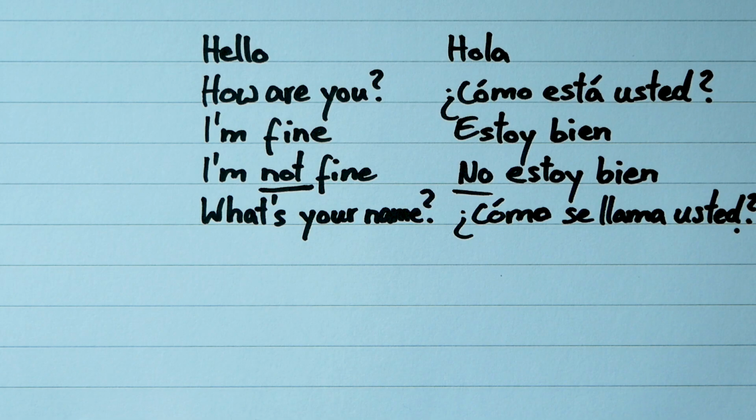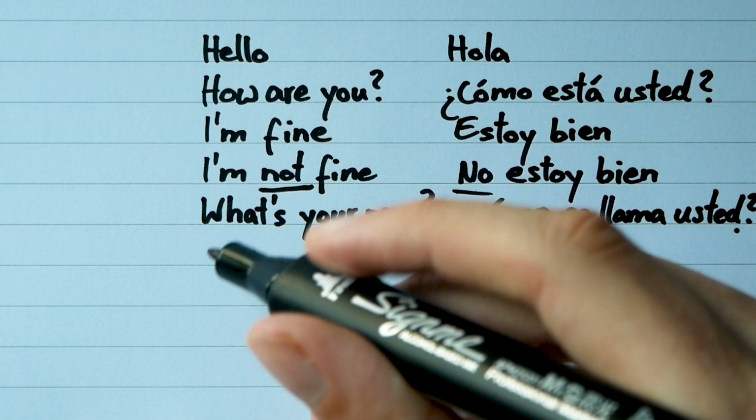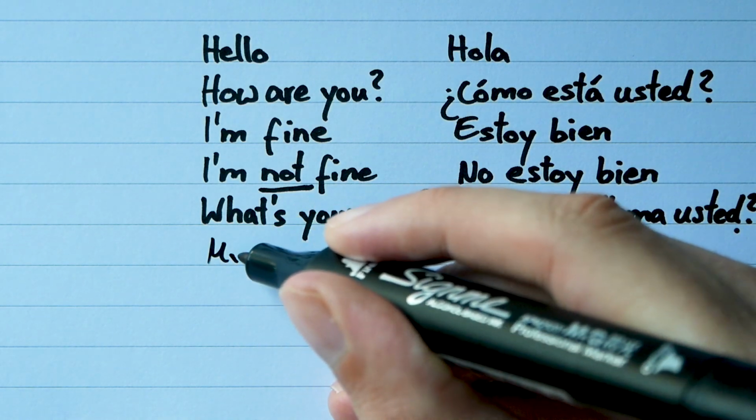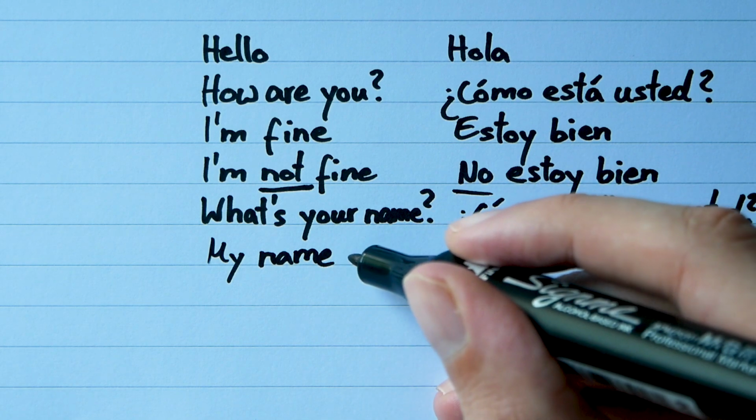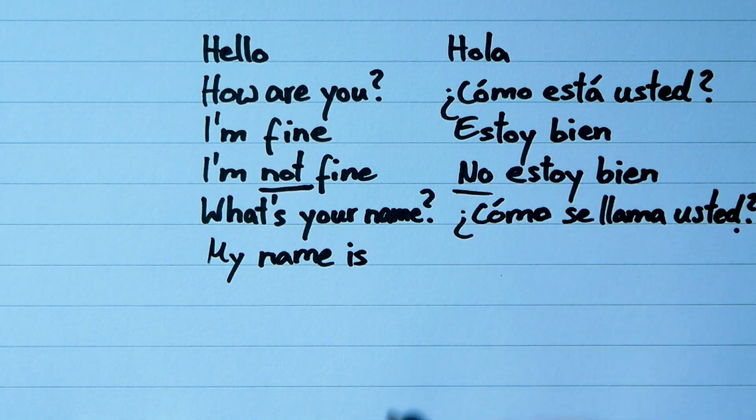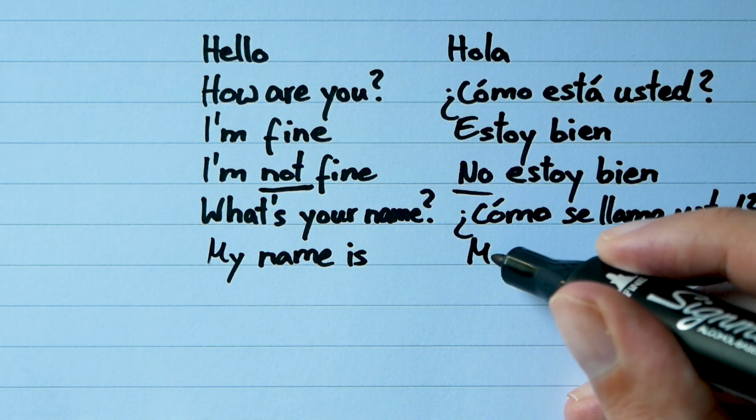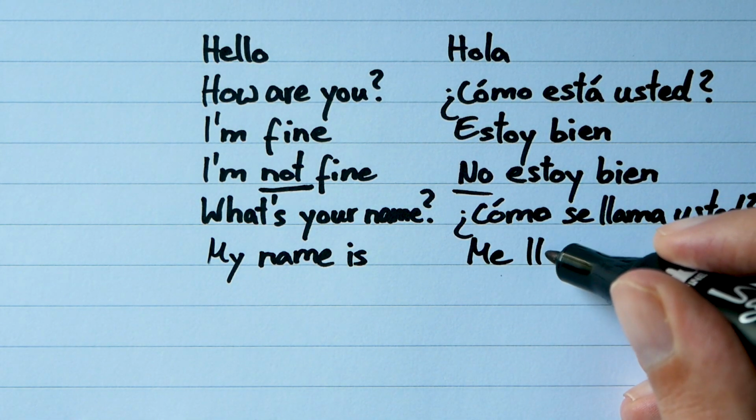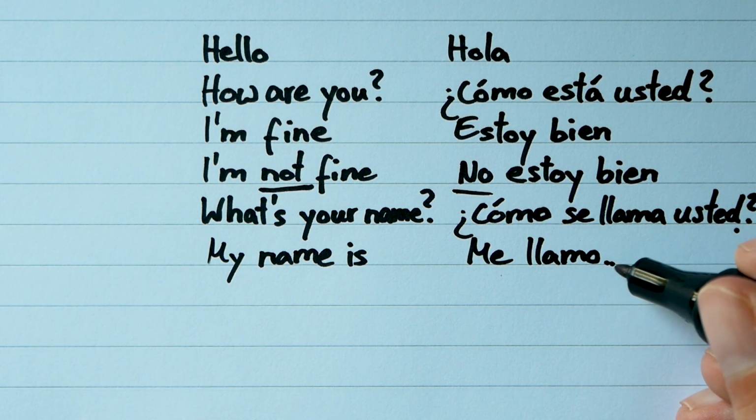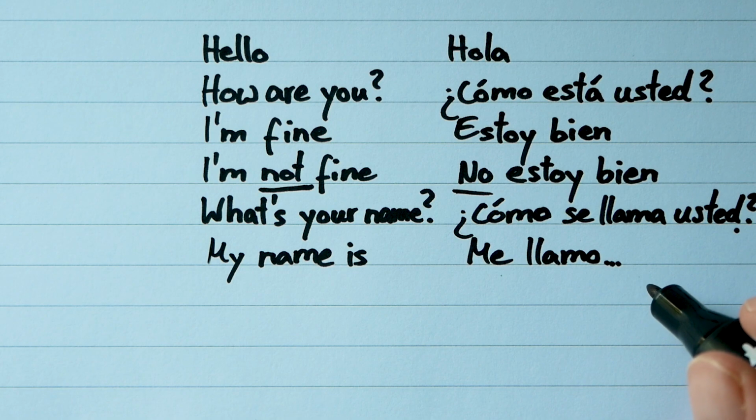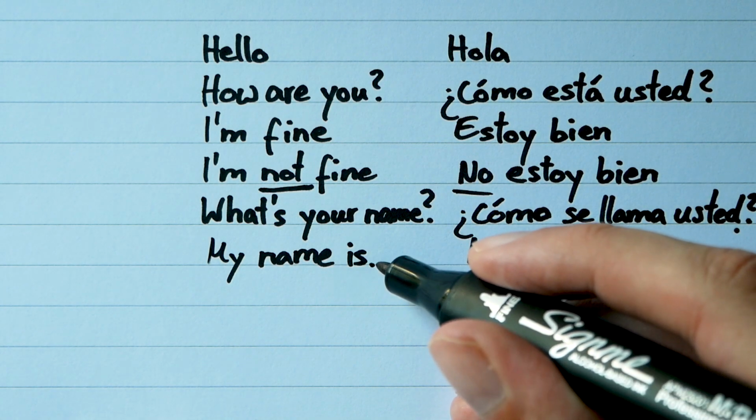Then you answer to this question, my name. My name is. Me llamo. Me llamo. And then you put inside your name. Me llamo John, for example. My name is.